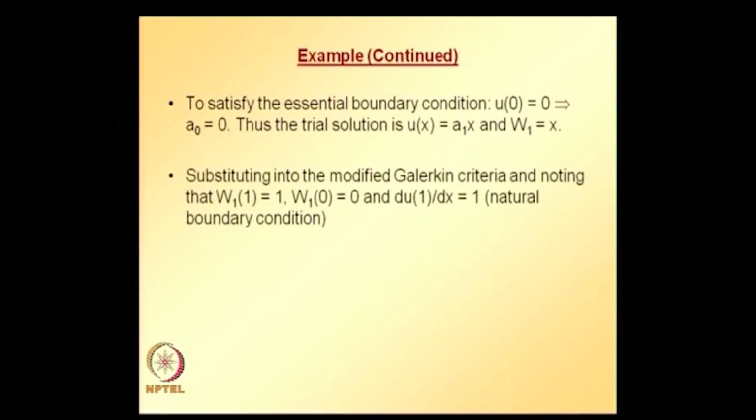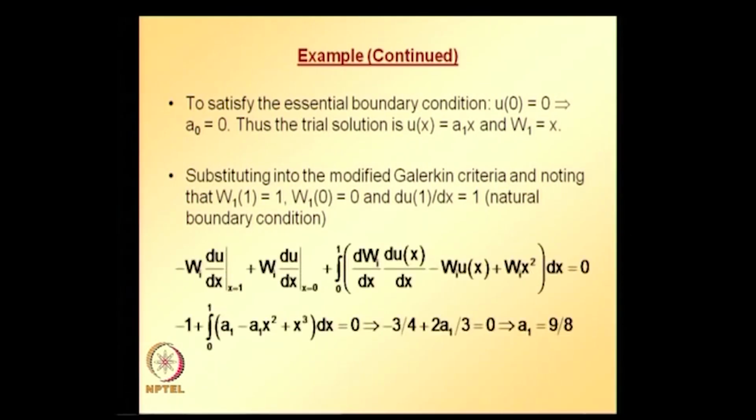Substituting into the modified Galerkin criteria whatever equation we have earlier, and noting that now you have w1 is equal to x. So w1 value at x is equal to 1 is going to be 1, w1 value at x is equal to 0 is going to be 0, and you are also given the natural boundary condition for this particular problem, that is derivative of u with respect to x evaluated at x is equal to 1 is 1. So you plug in all this information into the previous equation.